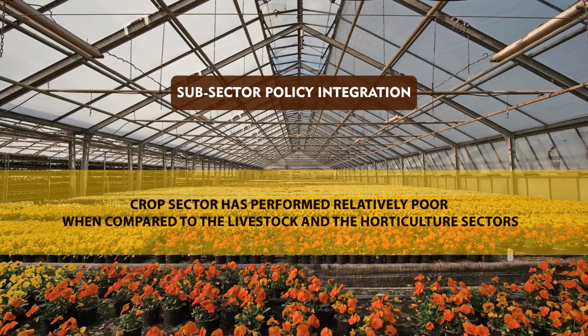And the crop sector has performed relatively poorly when we compare it to the livestock and horticulture sectors. When we see the growth trend of the crop sector and compare it with the growth trend of the livestock and horticulture sectors, we will find that the crop sector has performed less than the horticulture and livestock sectors. Growth in the value of output is relatively low. The share of the crop sector in total agriculture is declining.